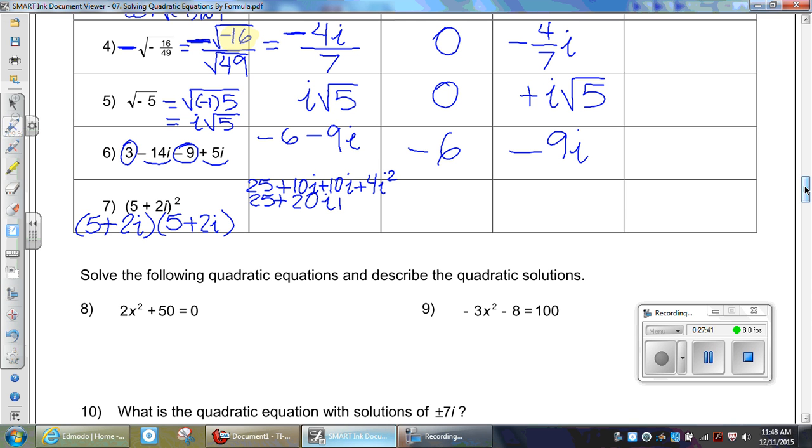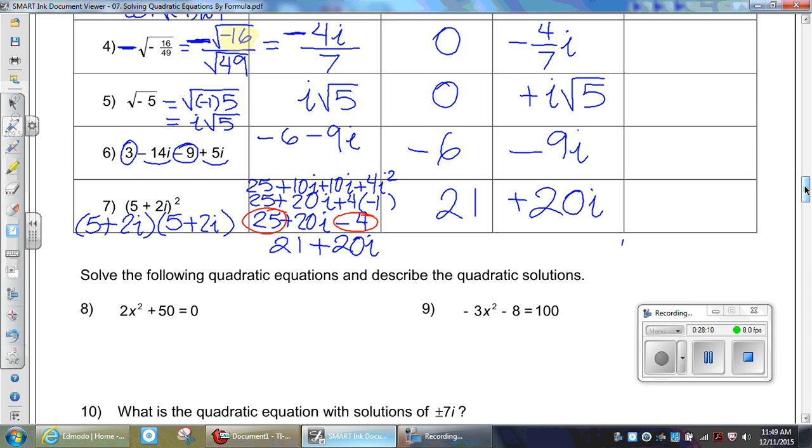And what did I tell you to do every time you encounter i squared? You substitute it with which number? Negative 1. So 25 plus 20i minus 4. Now we can combine the real parts, 25 and negative 4, and that will be 21. The imaginary is only 20i. So here the real part is 21, the imaginary is positive 20i. So remember the complex conjugate, I'll do the last one, it should be 21 minus 20i. You only change the sign of the imaginary part.